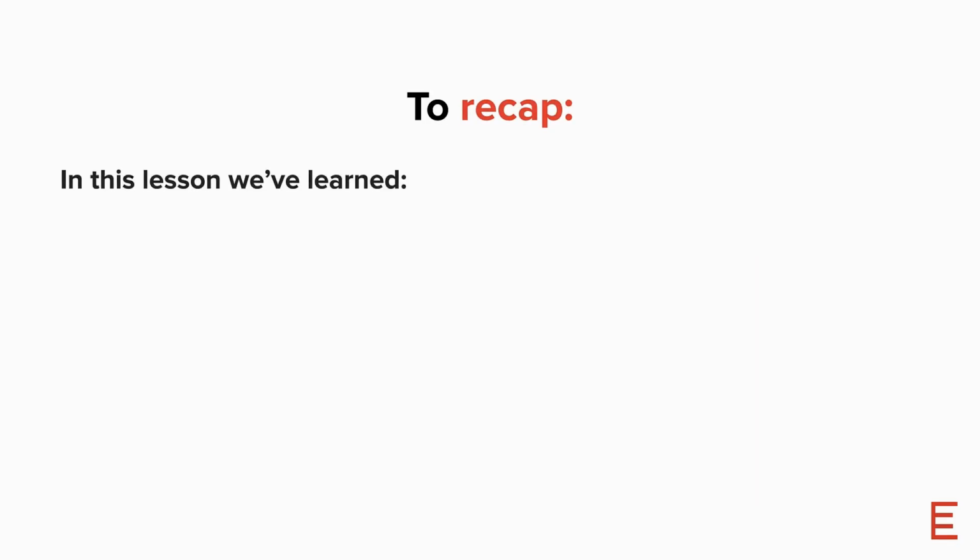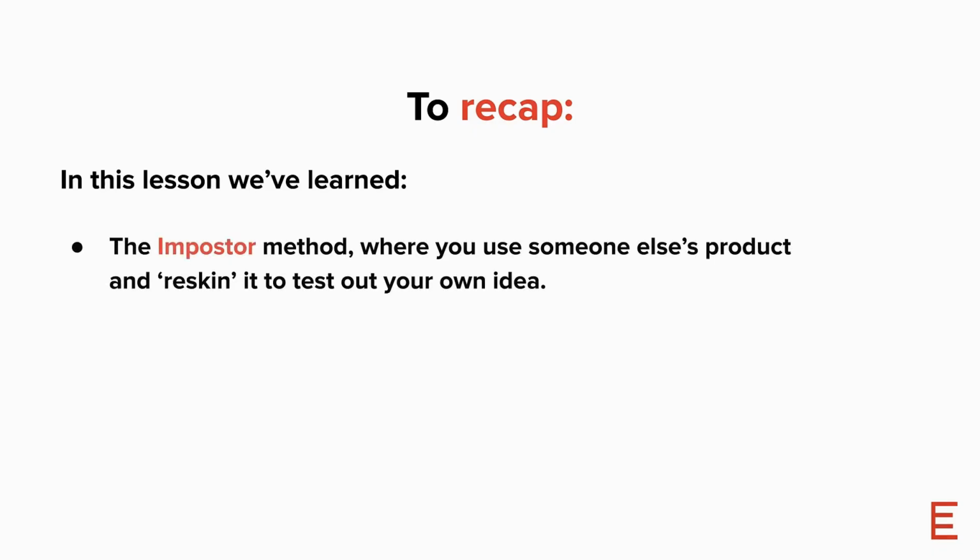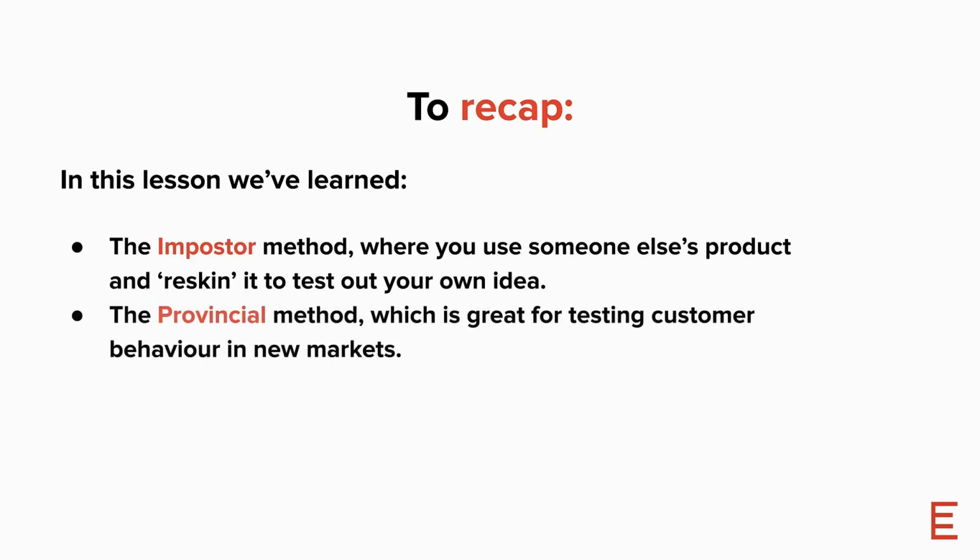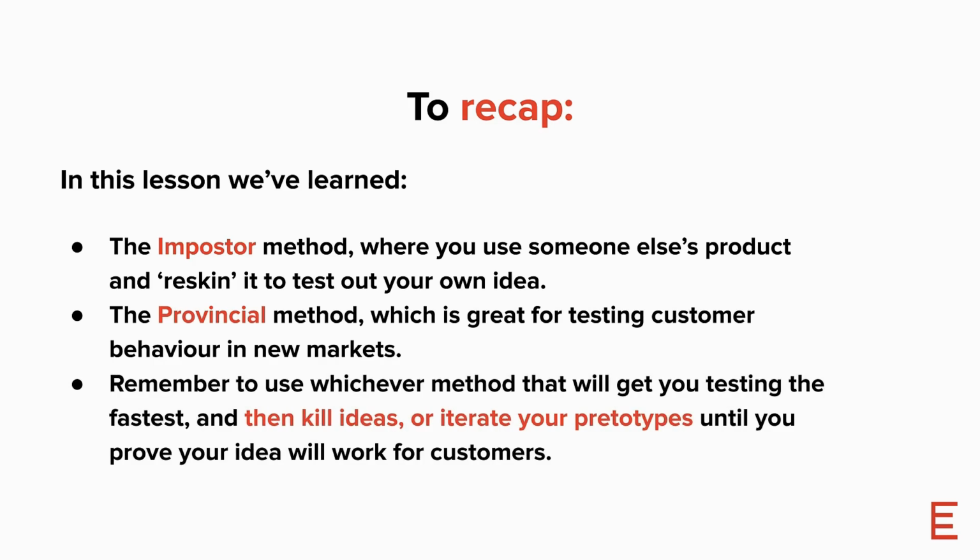So in this lesson we've covered the imposter method, where you use someone else's product and reskin it to test out your idea, and the provincial method, or the pop-up shop with purpose, which is great for testing customer behavior in new markets. And remember, use whichever method will allow you to start testing the fastest and then either kill your ideas quickly or allow you to iterate your prototypes until you prove your idea will work. In the next lesson, I will take you through a real-life example of how an idea can be tested using multiple methods so that you can start thinking about the ways you can use these for different prototypes for your own ideas.